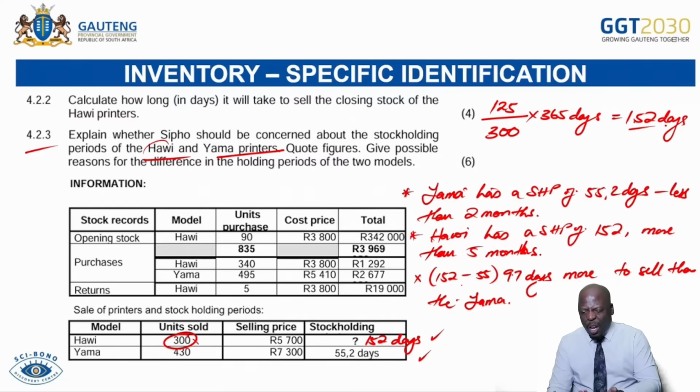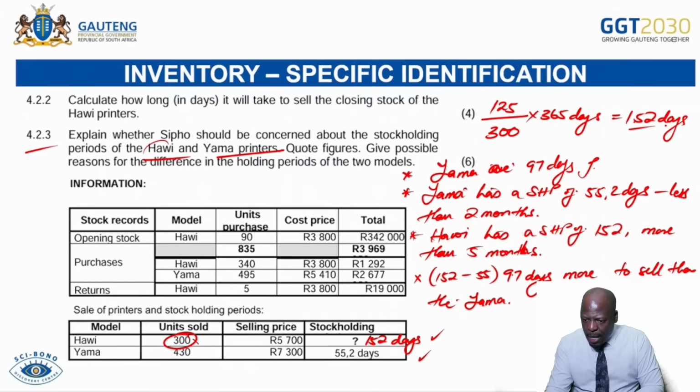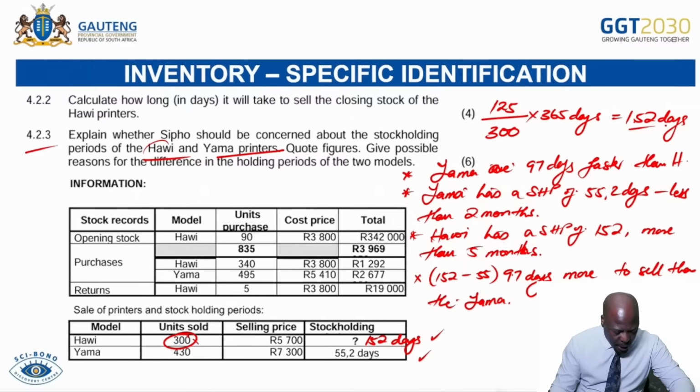In other words, you could have put it in a different way, and you could have said the Yama are 97 days faster than the Howie. Okay, that is another way that you could have spoken about that as well.